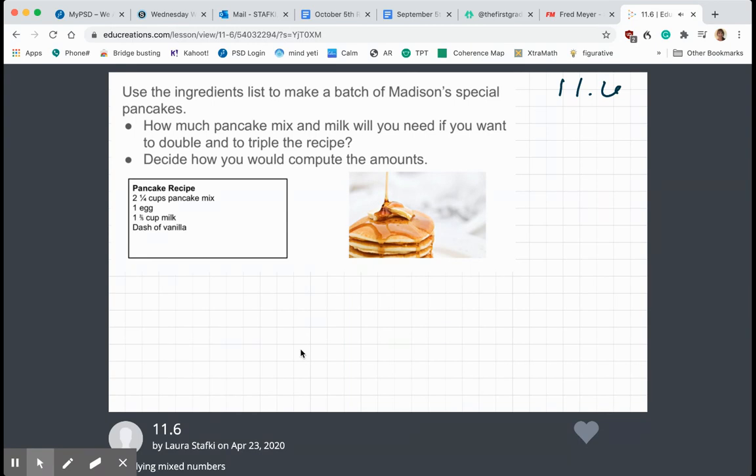First, what I'm going to ask you to do is take some private reasoning time and think of how I would double this recipe. First, I would need to double just the pancake mix. When I'm doubling something, I know I'm going to multiply it by 2. So how much pancake mix would I need if I wanted to double this recipe? Take a moment of private reasoning time and pause the video, see what you can come up with.